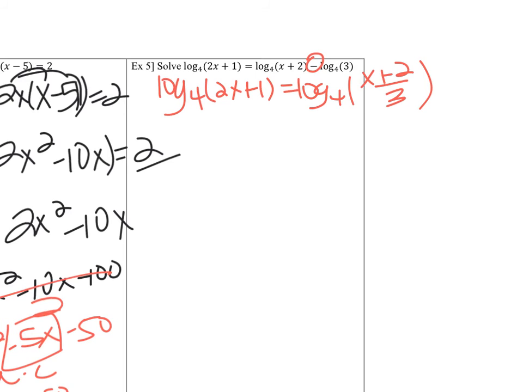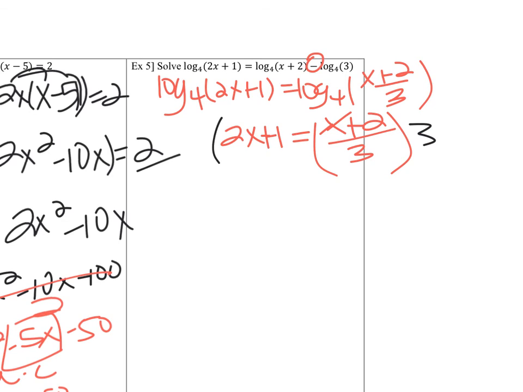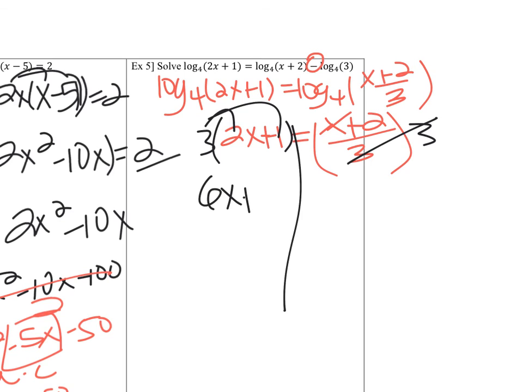Now this becomes very simple. We have log base 4 and log base 4, so what's inside the parentheses has to be equal. 2x plus 1 has to equal x plus 2 over 3. I know many of you do not like to work with fractions. If you don't like to work with fractions, multiply by the denominator. Let's multiply by 3 on both sides. Now that 3 cancels out that 3. And then now I need to distribute this. So 6x plus 3 equals x plus 2.